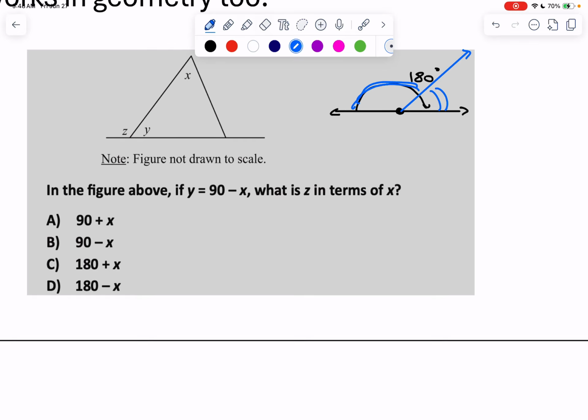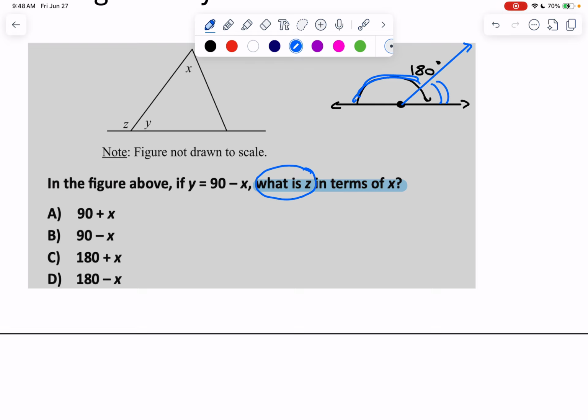So the question states, in the figure above, if y equals 90 minus x, what is z in terms of x? So what is this saying? What is z is what we're solving for. They're asking us, what is z? That's what we're solving for. This language here, in terms of x, means we're going to express z using the variable x. We're going to say what z is, but we're going to use x in that saying of z.